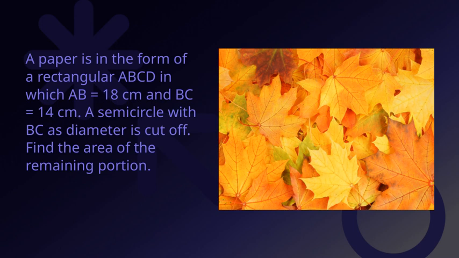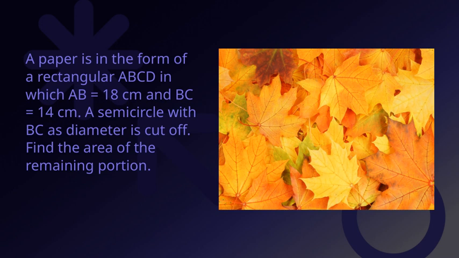The interesting part here is that a semicircle is cut off, using BC as its diameter. This means the semicircle's diameter is exactly the length of BC, which is 14 centimeters. This is a crucial point because it helps us determine the radius of the semicircle, which is half of the diameter, so 7 centimeters.